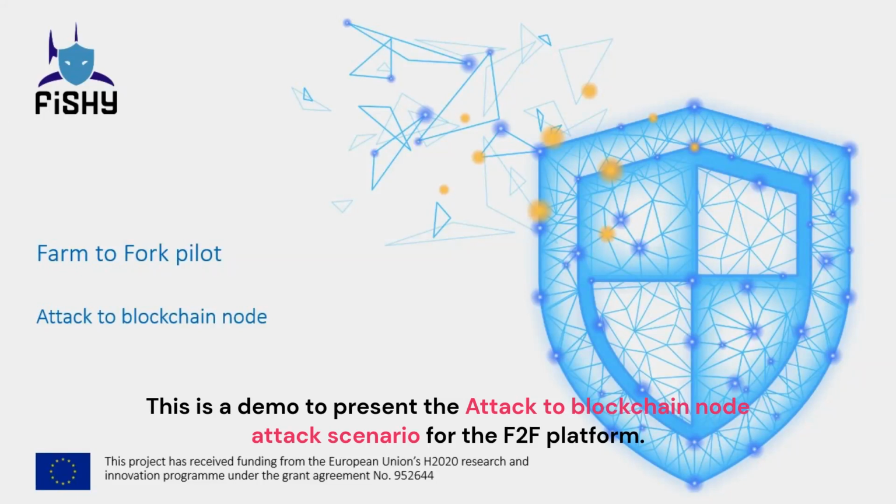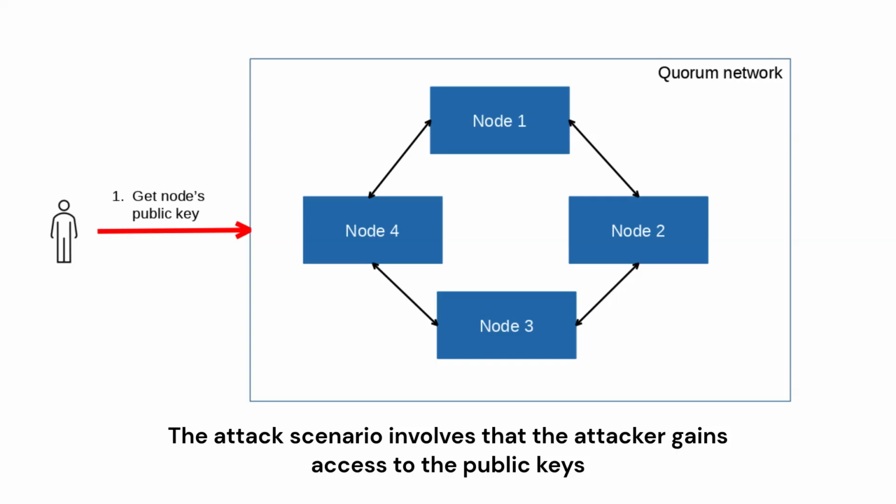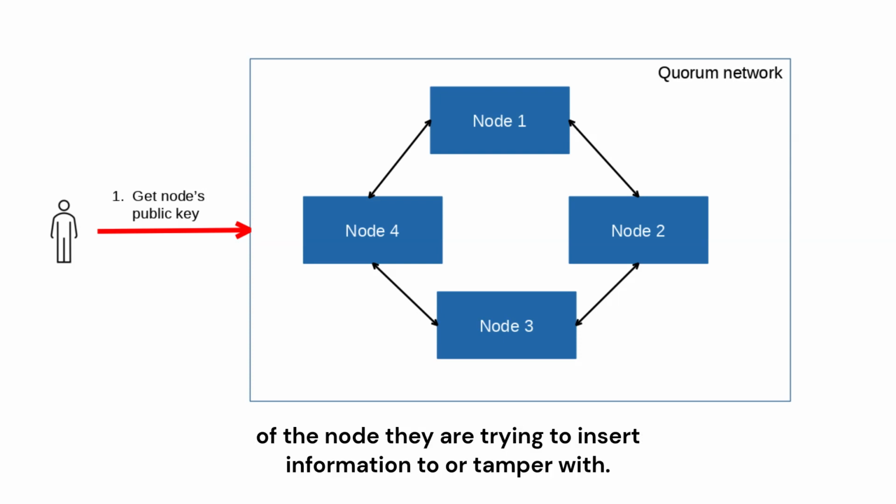This is a demo to present the attack to blockchain node attack scenario for the farm-to-fork platform. The attack scenario involves that the attacker gains access to the public keys of the node they are trying to insert information to or tamper with.